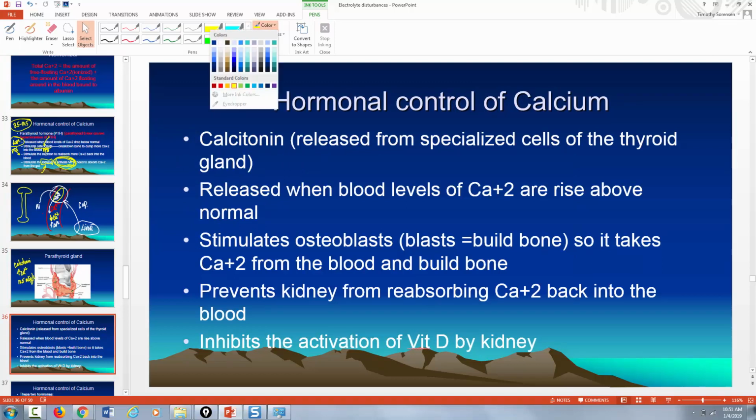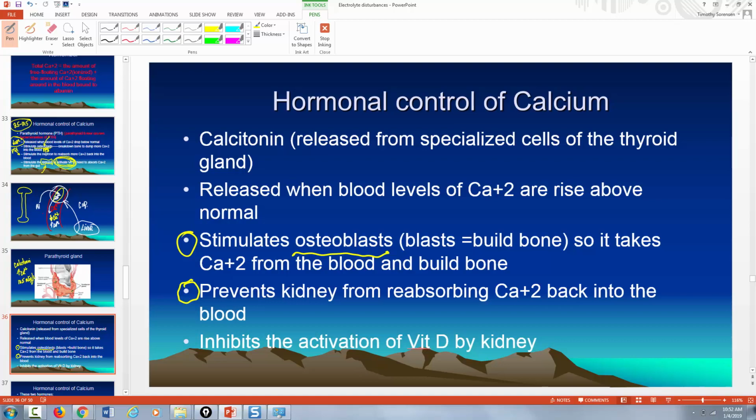Watch. It stimulates osteoblasts, and osteoblasts build bone. So it takes the calcium out of the blood and puts it into bone, and that lowers the blood level of calcium. The other thing it does is that it inhibits the reabsorption of calcium back into the blood. So you're going to be peeing out more calcium, right?